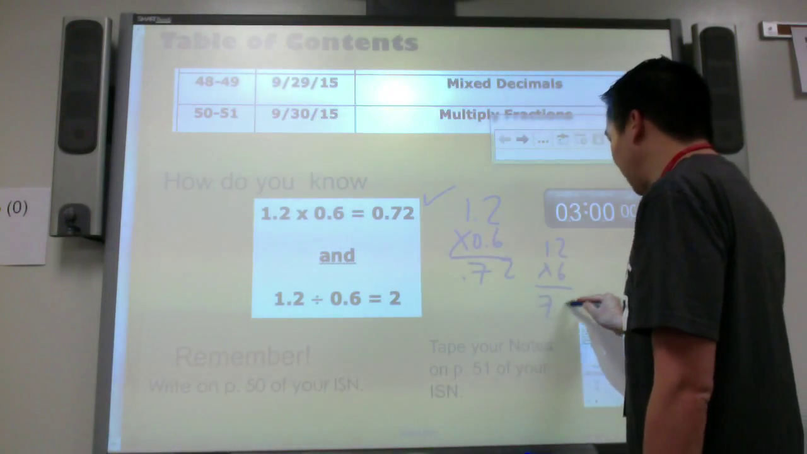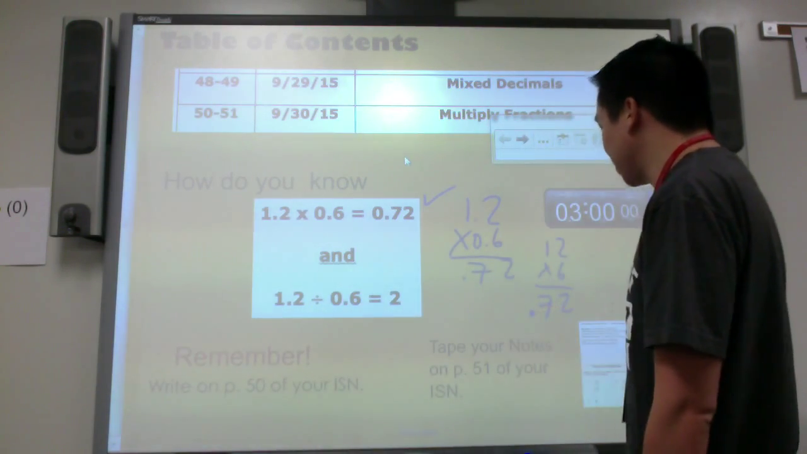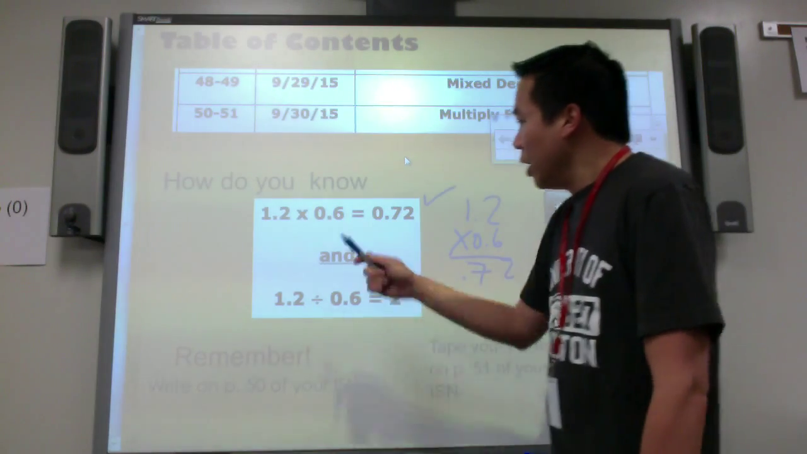Another way to do it is you multiply as whole numbers. 12 times 6 is 72. There are 2 digits behind the decimal point, so 2 digits behind my decimal point. 72 hundredths.